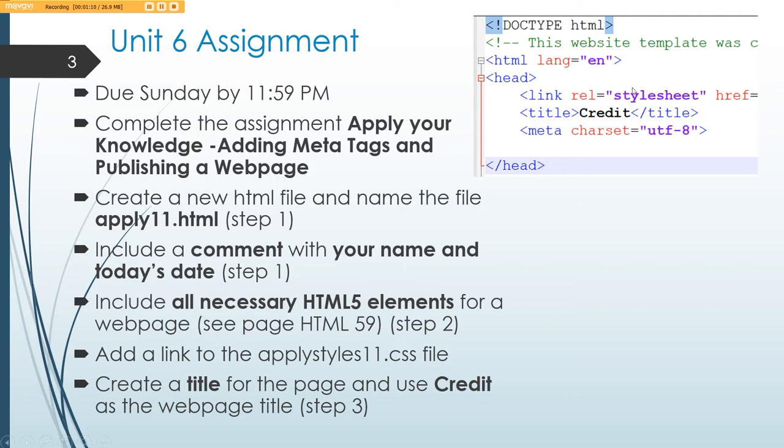Then you're going to include a comment, so it's like what we've done before. However, you're starting from scratch, so none of this is in the page. You just create a new page, save it as an HTML file, apply11, and then you have to add things to your web page. You want to comment, but first you have to add the doctype HTML. In the comment, you're going to have your name and today's date, and then all the necessary HTML5 elements.